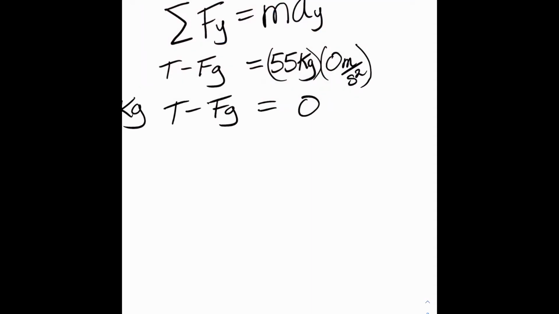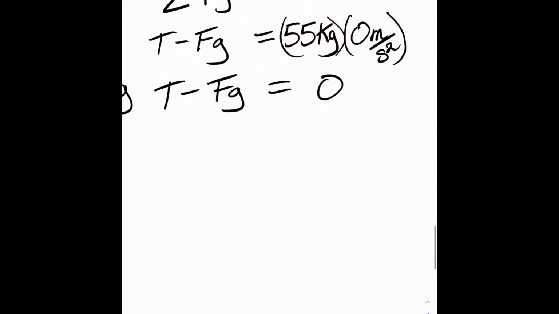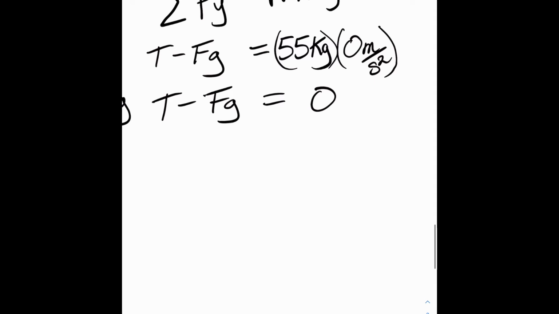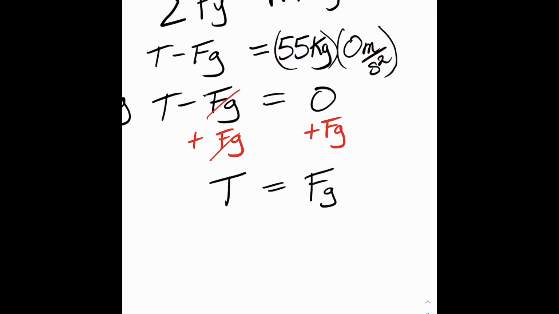Once again, work with some variables here, which is kind of awkward, maybe something you're not used to, but it's not bad. Just treat them like numbers. Push Fg to the other side by adding it. Cancel it here. Rewrite what's left. We have a T over here still. Have an Fg over here. All right.